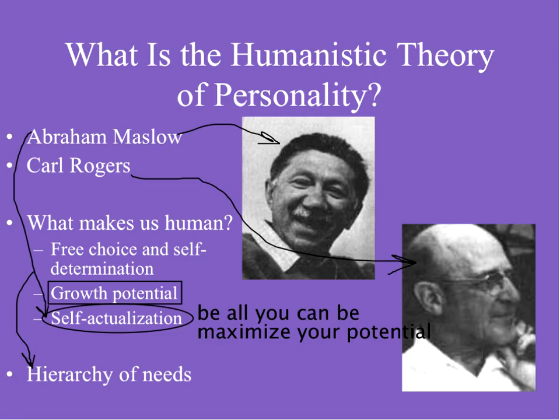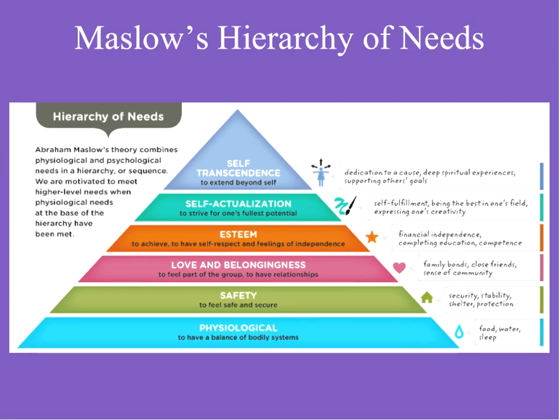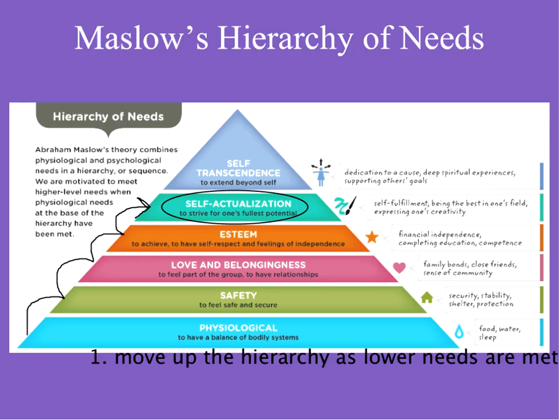And I want to make really just 2 points about his hierarchy of needs. Here's where self-actualization falls, by the way, striving to fulfill your potential. The 2 points I want to make about this hierarchy, and you don't need to memorize the different rungs in the hierarchy, is that, number one, you move up the hierarchy as your lower needs are met. You also will move down the hierarchy if lower needs are unmet.